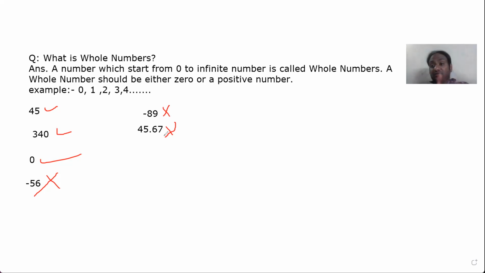Now I'll move to the next topic, that is integers. We have already discussed whole numbers and natural numbers. Now we have to discuss the integers. So the next number is the integer. What is an integer? What are integers?